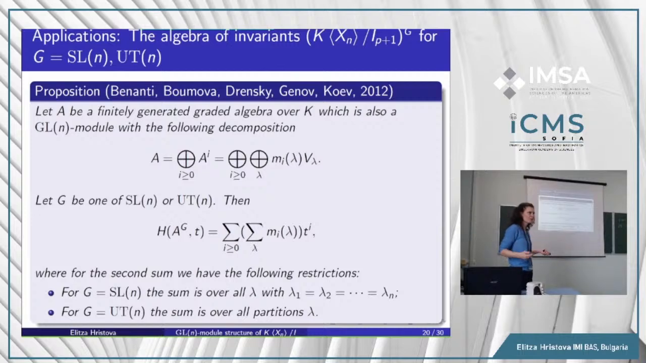It would be nice to know them for more. And this is not only for relatively free algebras. This is a more general setting for any algebra that is graded and is also a GLN module. There is this relation between the Hilbert series of A and the Hilbert series of the algebra of invariants. So we can say a lot from there about this Hilbert series for these 5 groups. For other groups, I don't know.